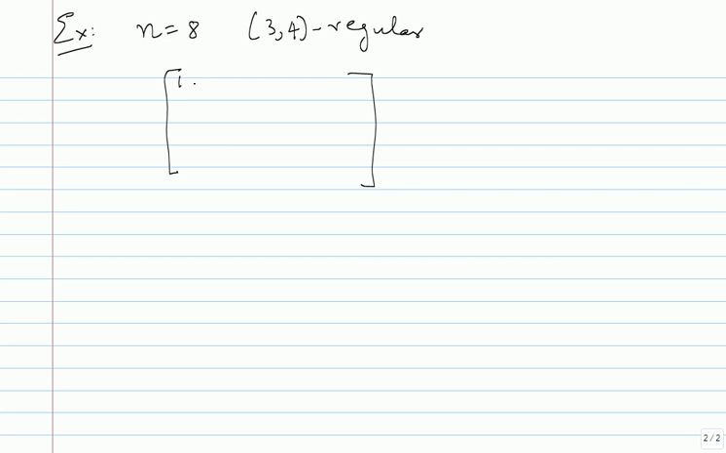So the first row will be 1, 1, 1, 1, and zeros elsewhere. I leave out the zeros, they're a little bit distracting. If I leave a position blank, it means it is 0. This will be my first row.